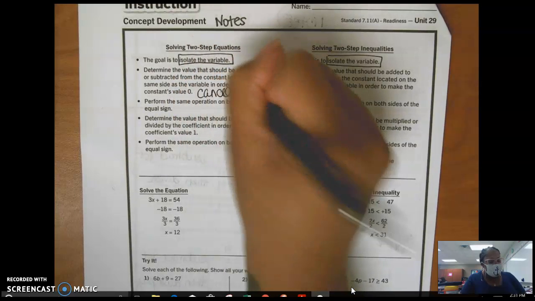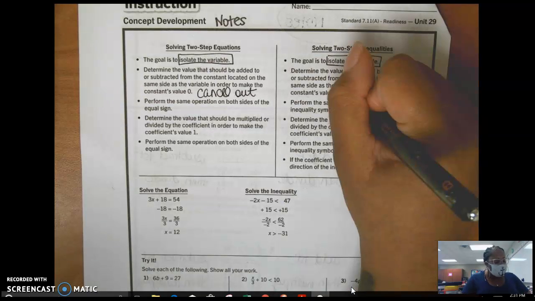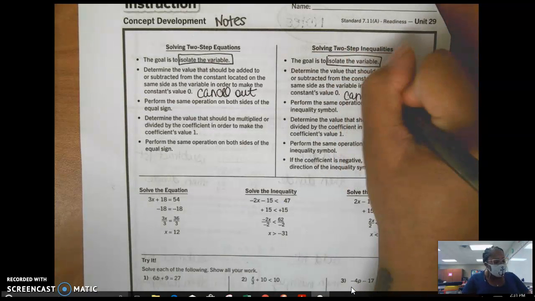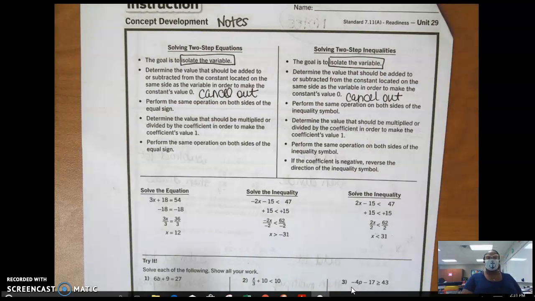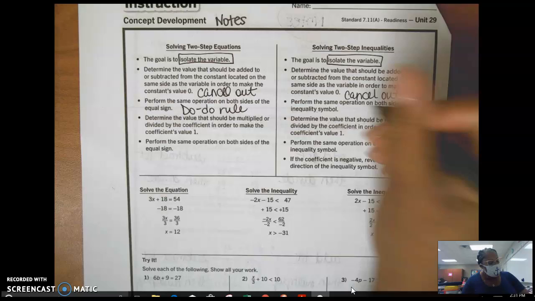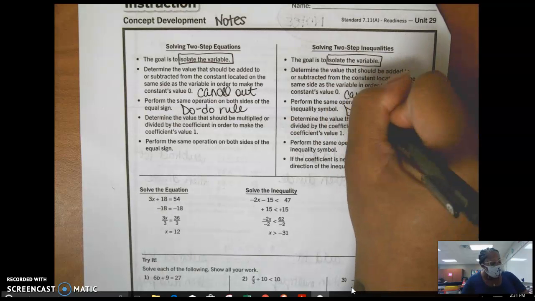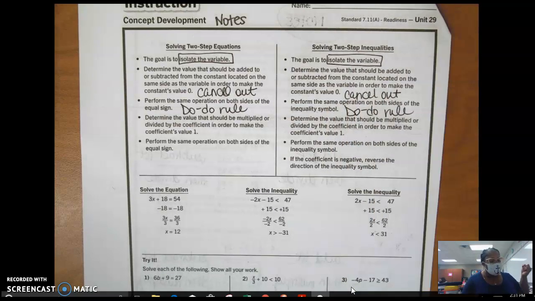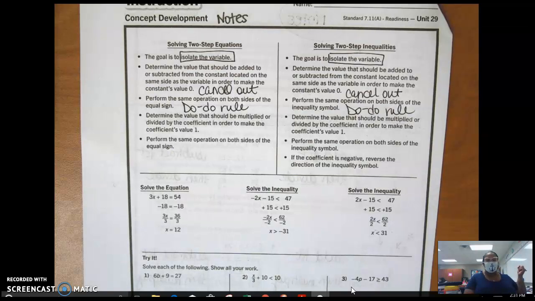Cancel out. And I'm going to do the same thing with an inequality. This is where I cancel out. And then it says perform the same operation on both sides. What rule is that called? The do-do rule. What you do to the left, you do to the right. Lots of do-do in math, okay?